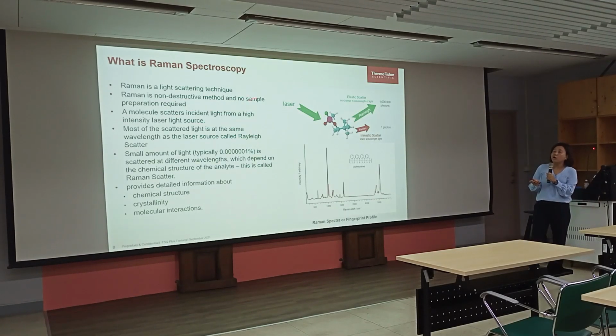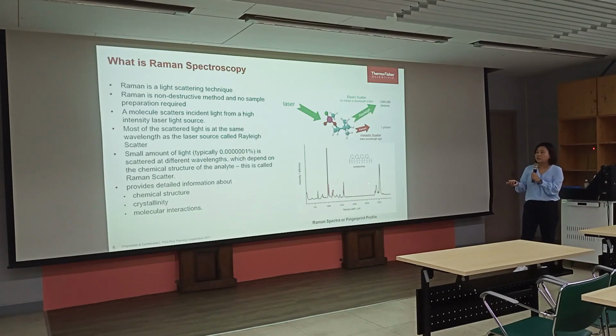TruScan RM is based on Raman spectroscopy. I'll just go through a very brief introduction about Raman spectroscopy. In Raman spectroscopy, we're using a single wavelength laser light. We're using 785 nanometer. This laser will shine on the samples, and then it will generate Raman scattering light with a very low energy. The Raman scattering light will reflect back to your detector, and it will generate a very unique spectra for each compound. So every compound, every material, has its unique spectra.